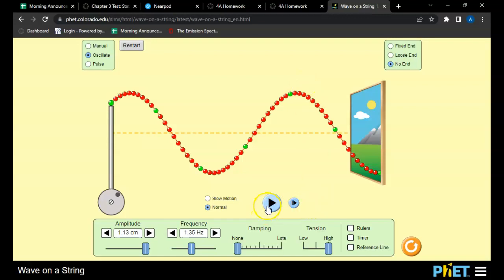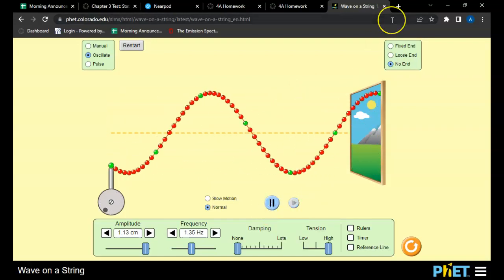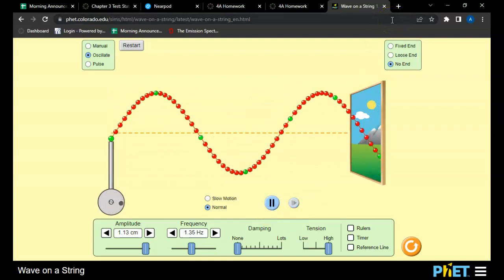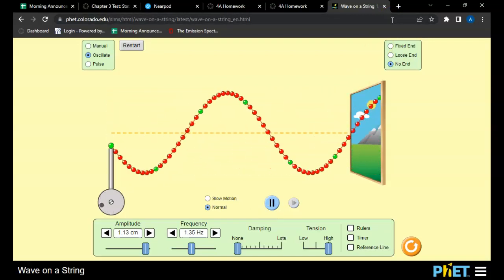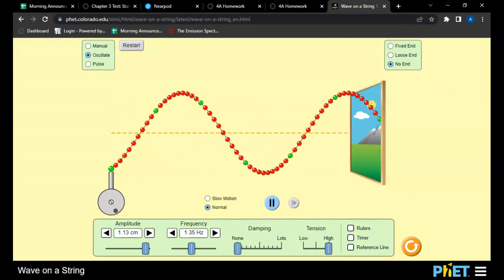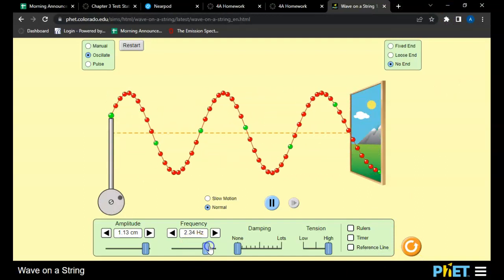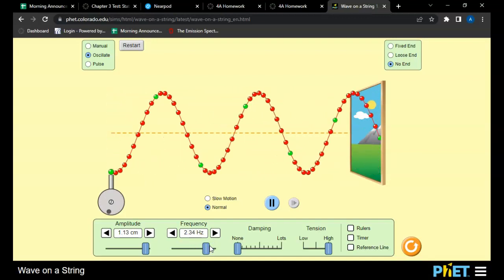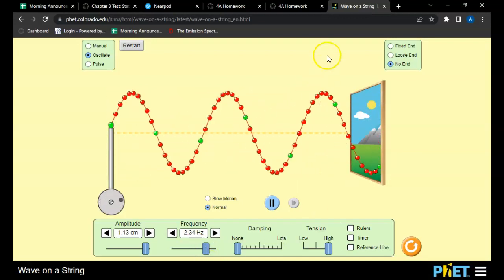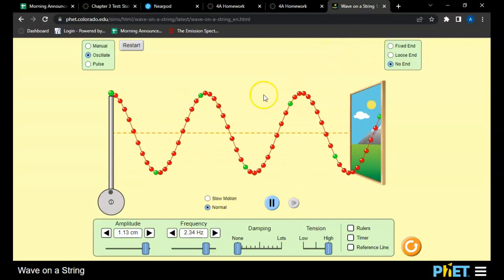Now frequency, on the other hand, notice every time it goes out the window, that's how fast the wave is going. I can increase the frequency, and now it's going a lot faster. We're counting how many times per second the wave is moving past a point.